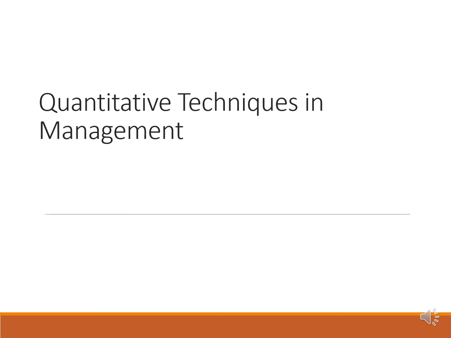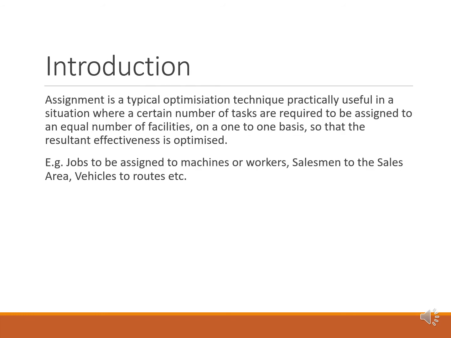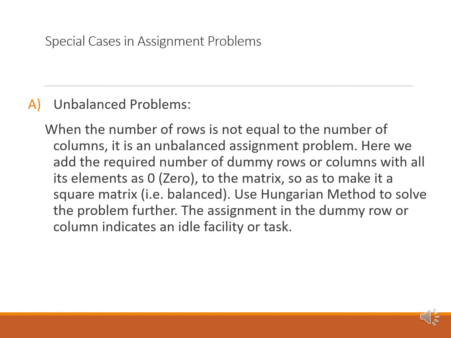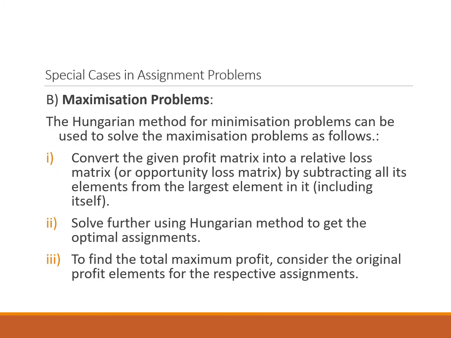Today we are going to see how to solve assignment problems in quantitative techniques and management. As we already know regarding the special cases in assignment problems, we already saw one type, called unbalanced problems. Now today we are going to see the second special case in assignment problems, known as maximization problems, in which the Hungarian method can be used to solve the maximization problem as follows.